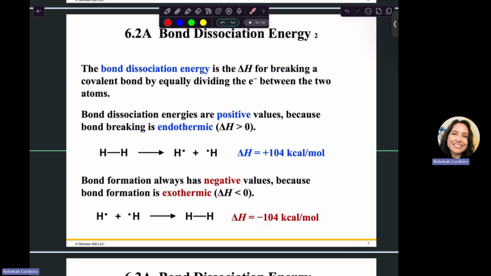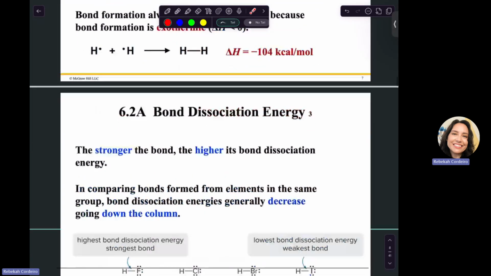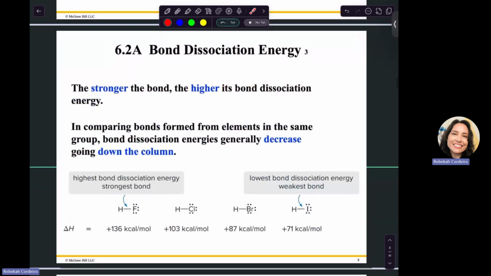And then when we're talking about breaking a bond, it's always give one electron to this side and give one electron to that side. So it's taking those two electrons from the bond and putting them back evenly on those atoms. So the stronger the bond, the higher the bond dissociation energy. And I like to think about it like this. The stronger the bond, the more energy it takes to separate them, right? So if the bond is stronger, it takes more energy to separate.